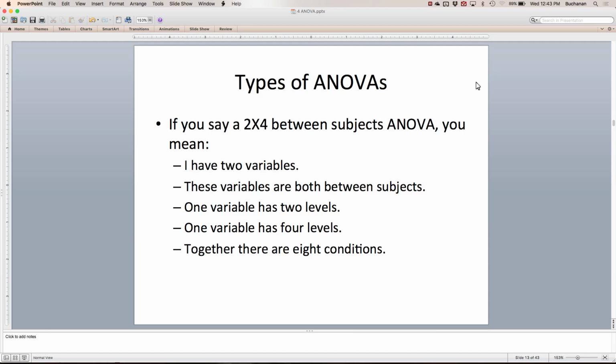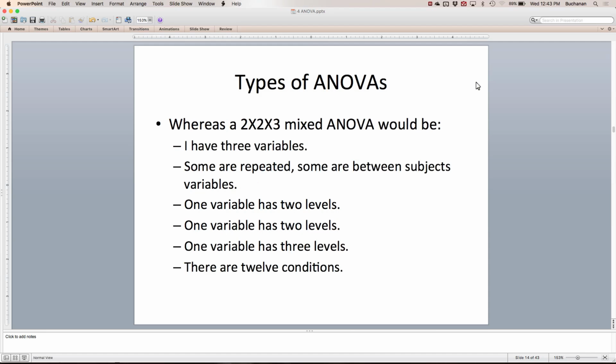All right, one more example. So a 2x2x3 mixed. We have 3 variables. One's 2, one's 2, one's 3. If you do that math, 2 times 2 times 3 is 12. So there are 12 different conditions, which is just too many. And mixed means some are between and some are within. But I didn't tell you how that worked out. So with mixed designs, usually in the methods section, you've really got to make it clear which one's between and which one's within.